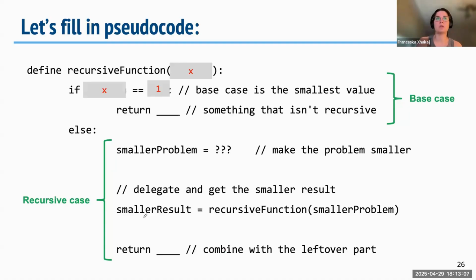So again, I take my pseudocode, and I think, what's my problem? I'm trying to calculate x factorial. When do I stop? When x is 1, I return 1. How do I make the problem smaller? x minus 1.